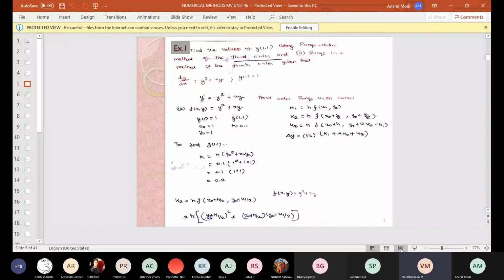Here the x naught is given. x naught is 1 and y naught is also 1.